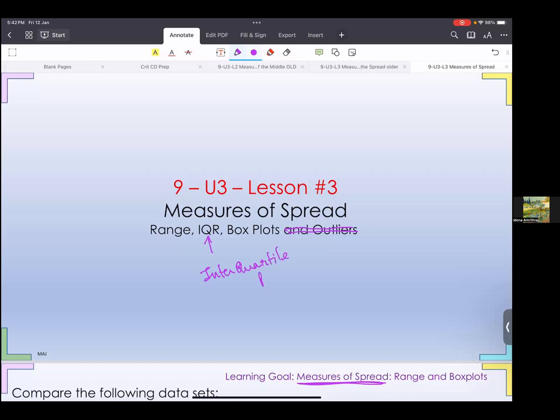Okay. And the third one we're going to do is look at a visual representation of how the data is spread. So that is how we're going to look at box plots, or they also call box-and-whisker plots. And then we are going to look at how the data is spread. So box plots or box-and-whisker plots. Okay, so that's what we're going to do in today's lesson.